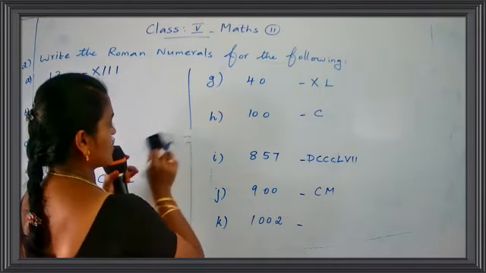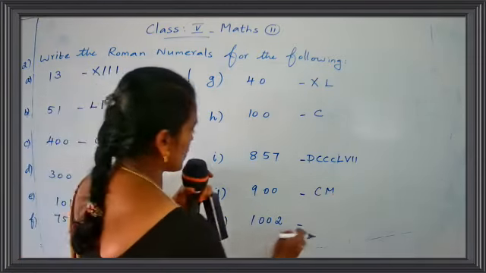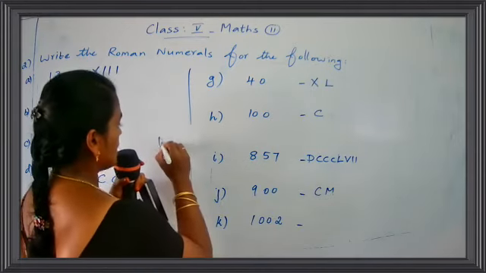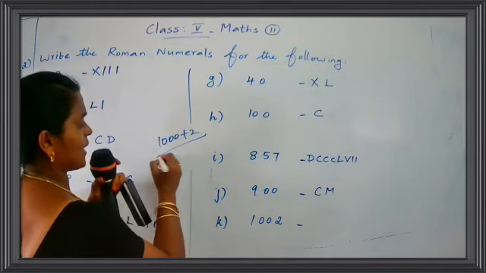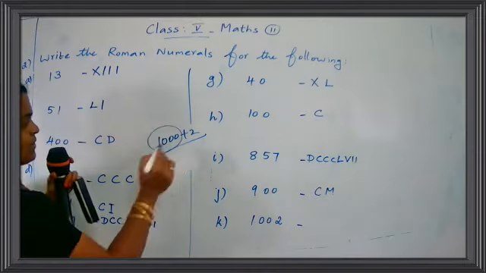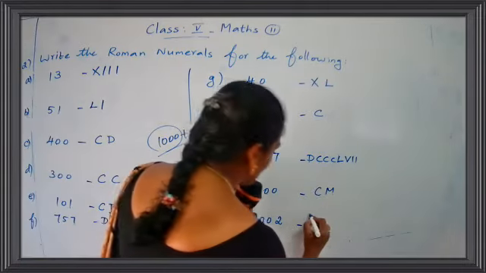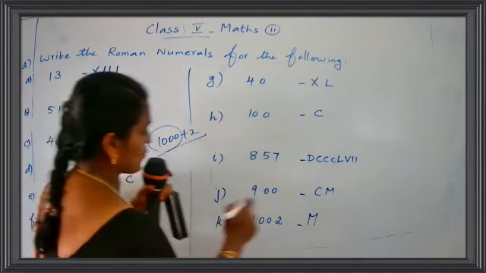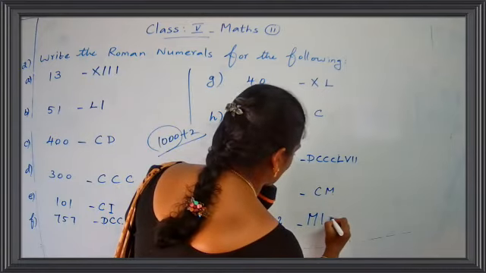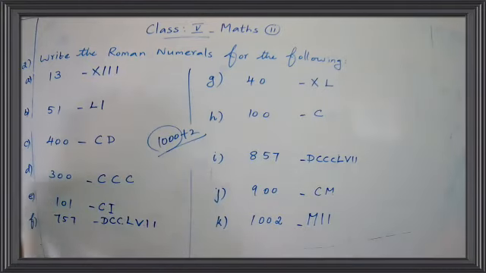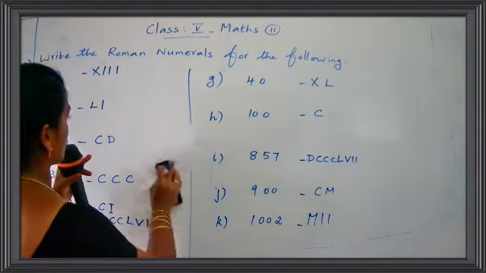Next, 1002. 1002 can be written as 1000 plus 2. Yes children. So 1000 stands for M and 2 stands for 2 times I. So MII. So 1002 stands for MII. Okay children. Are you clear? Yes. Now write it in your classwork note.